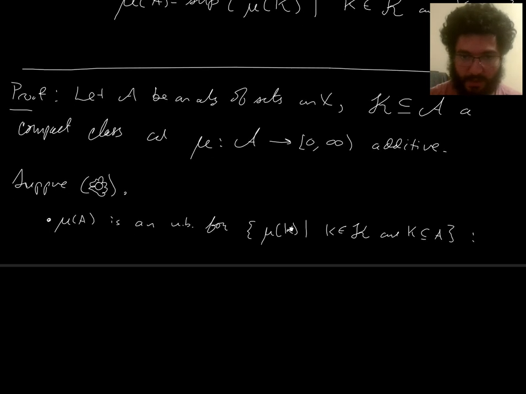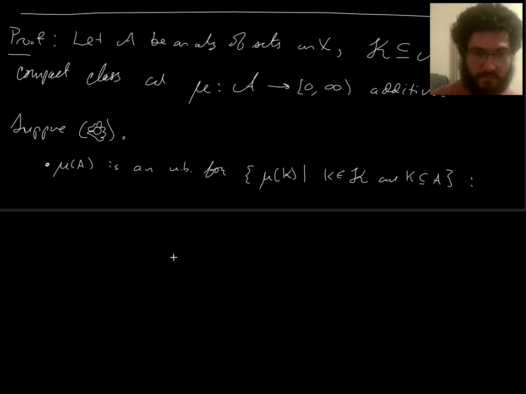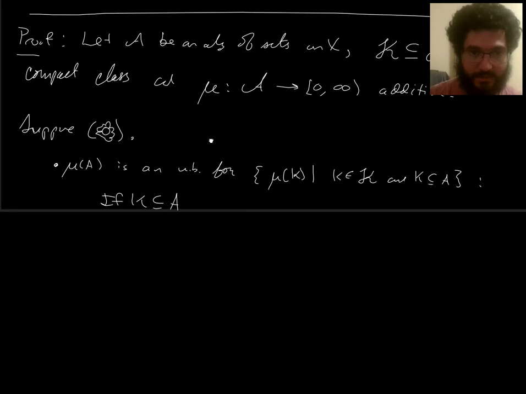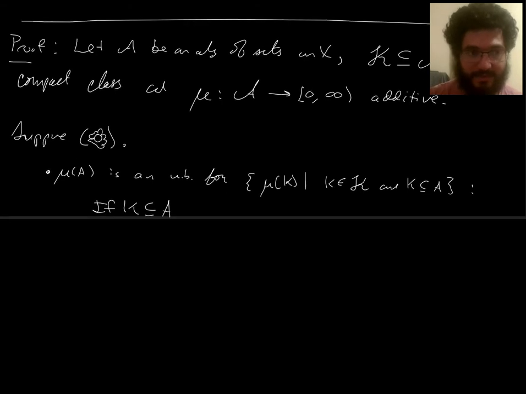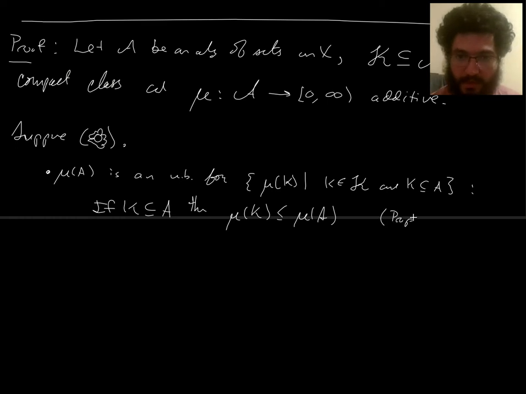So first, mu of A is an upper bound for this set. That's pretty easy. If K is a subset of A, then of course mu of K is less than or equal to mu of A, thanks to the fact that mu is an additive function. Mu is an additive function on A, and mu is non-negative. So here we're using, again, that proposition 139. This is like at least the third time we use it in this lecture.